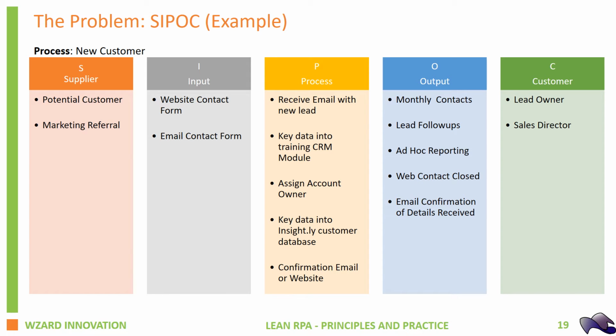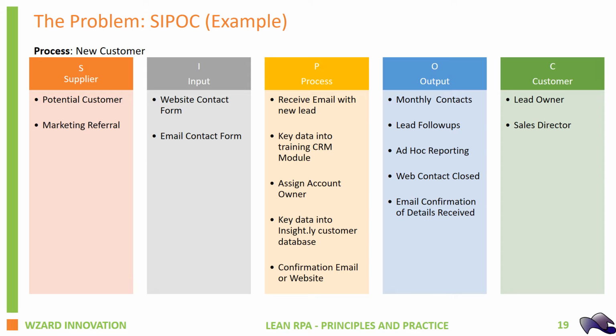Let's take a look at the type of problem that we're going to solve as part of the demo. This is a SIPOC, remember, supplier, inputs, process, outputs and customers. And we've simplified the process down to the major steps that the user undertakes. So the user will receive an email with a new lead. The data from that lead will be keyed into the training CRM module.